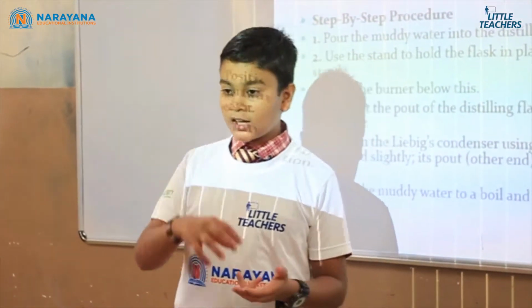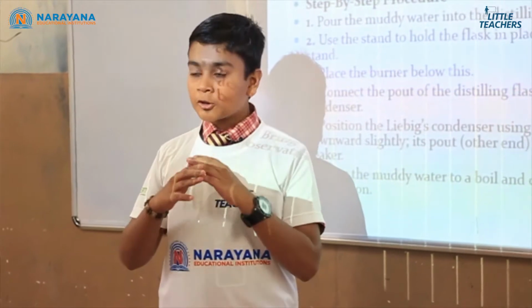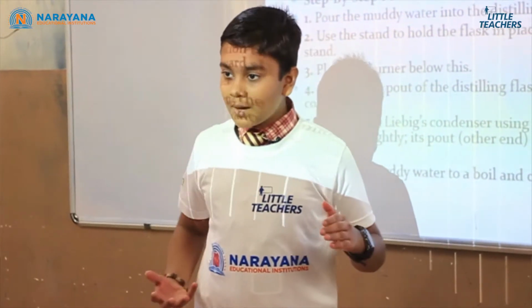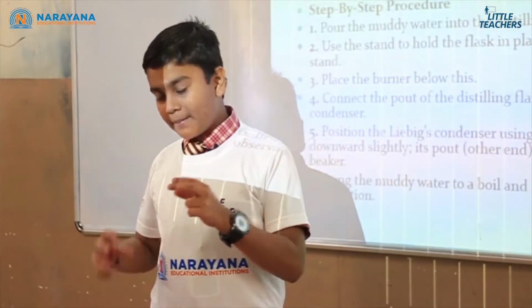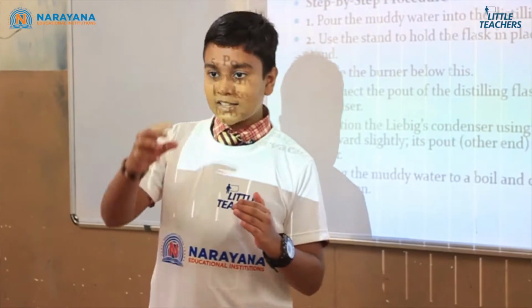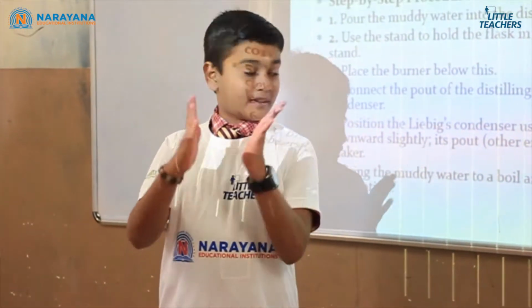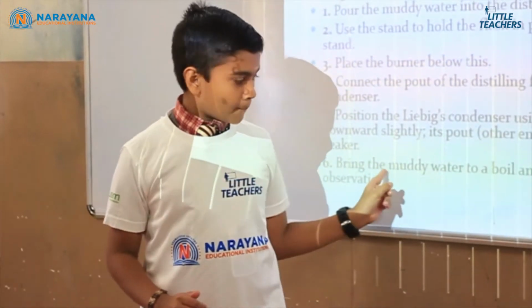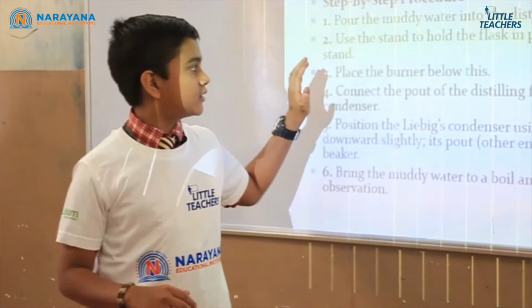Pour the muddy water into the distilling flask. Use the stand to hold the flask in its place, supported by the tripod stand. Place the burner below this. Connect the spout of the distilling flask to one end of the Liebig condenser. Position the Liebig condenser using its stand so that it slopes downwards slightly. Its spout at the other end must open directly above the beaker. Bring the muddy water to a boil and collect the condensed liquid for observation.